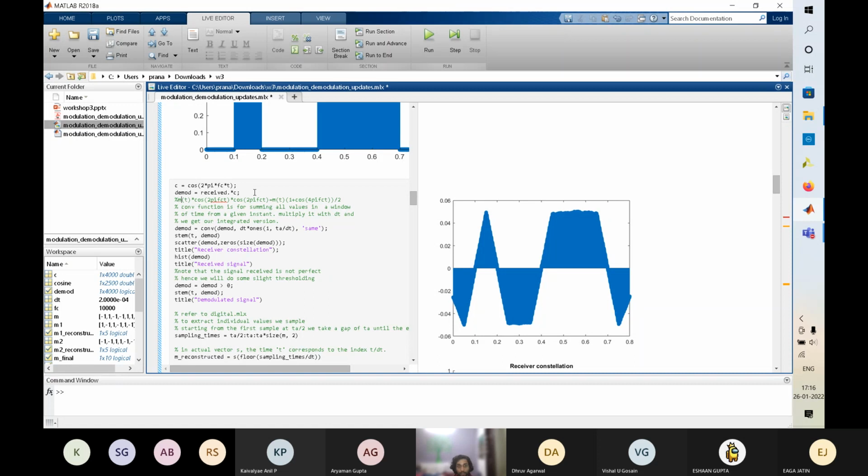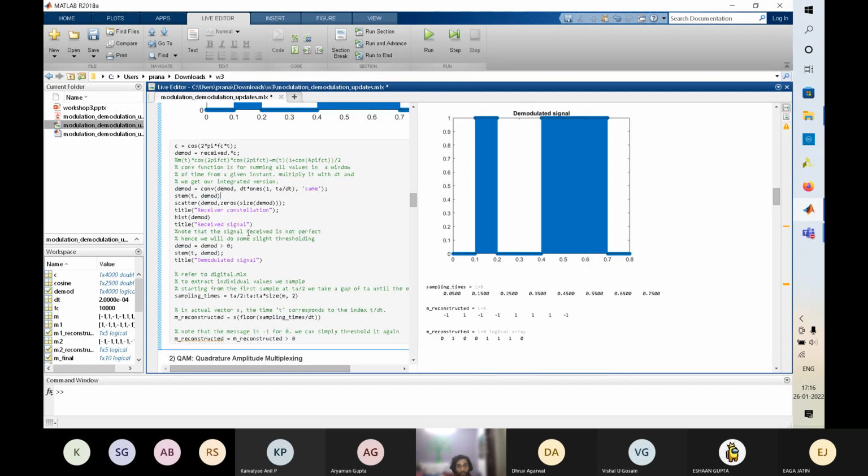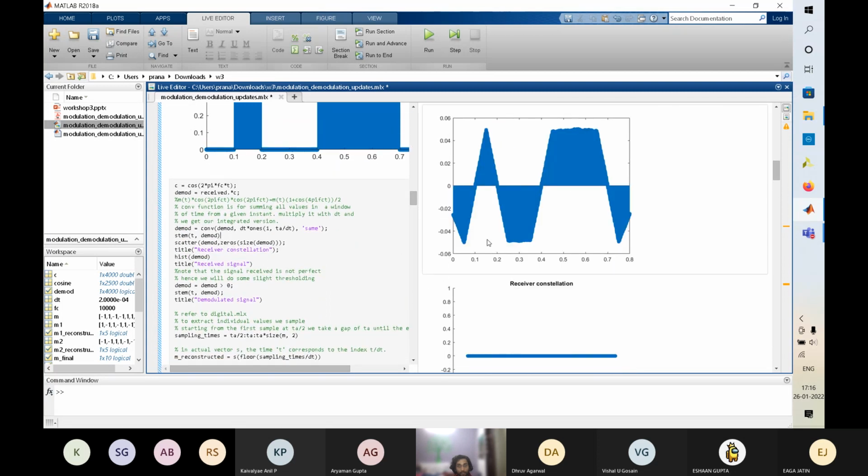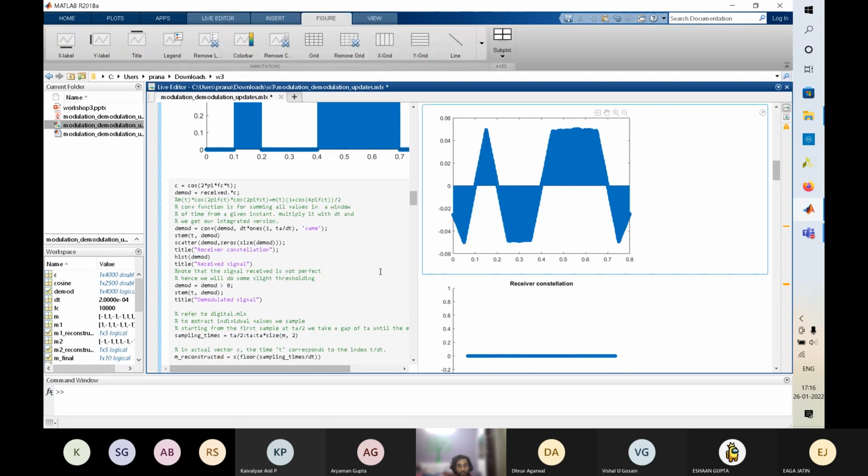So we can see that the frequency of it has two components. m is a low pass signal, and m into cos 4 pi fct is a high pass signal. To remove the high pass signal, we do convolution with the low pass filter. So this is the code for it: convolution of demod and the low pass filter. After that, this is the demodulated signal.